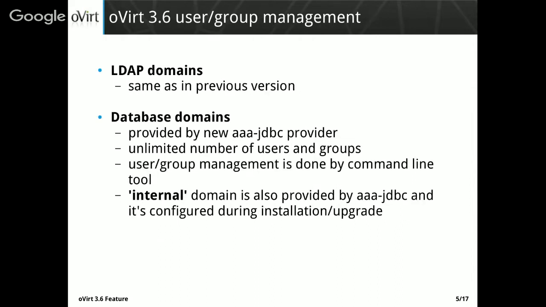In oVirt 3.6, on the LDAP domain side, there is nothing new. Everything worked as before. But in oVirt 3.6, we introduced a database domain. These authentication domains are provided by the newly developed AAA-JDBC provider. This provider allows you to store your users and groups in a PostgreSQL database, and those users and groups plug into oVirt using the same API as LDAP users.